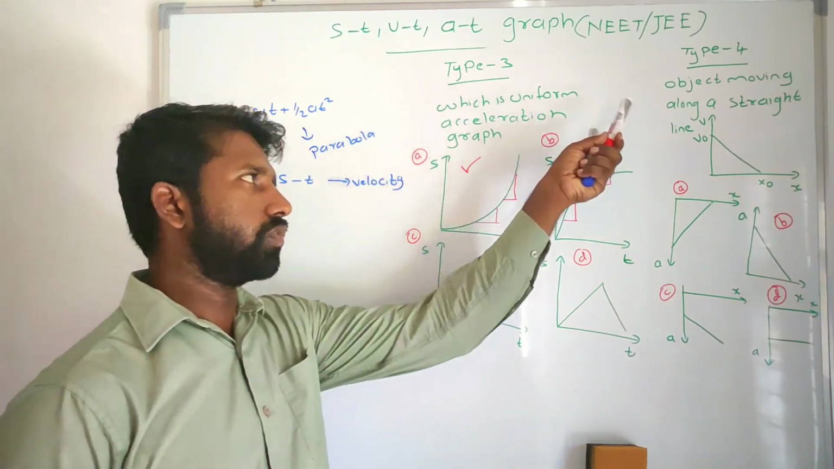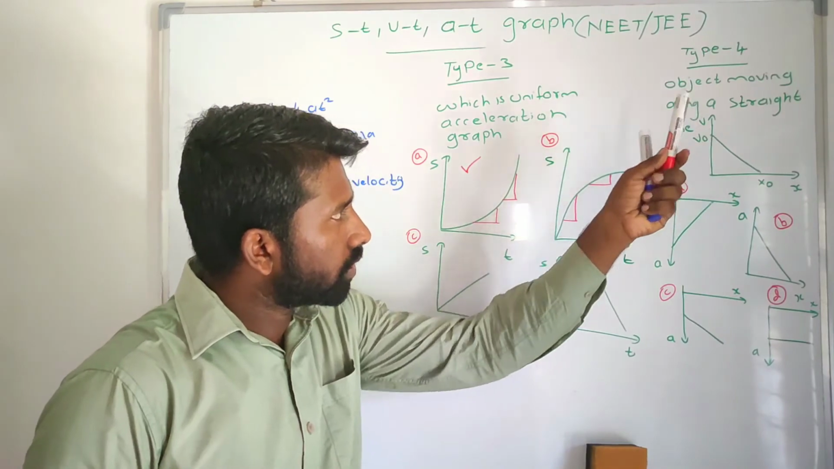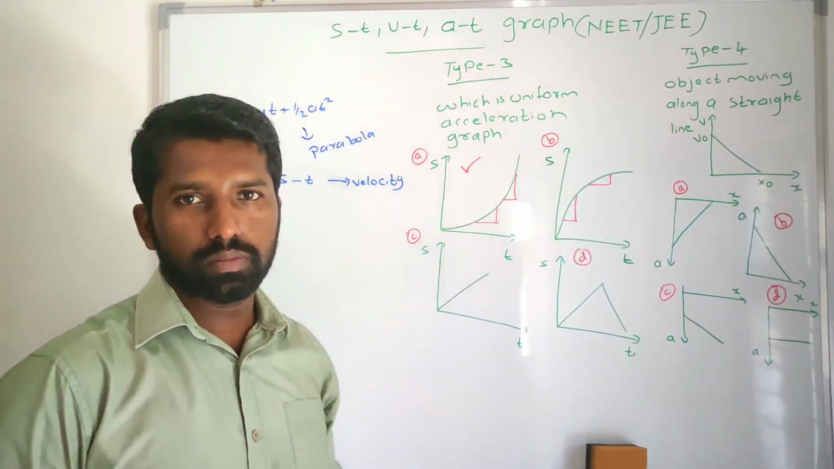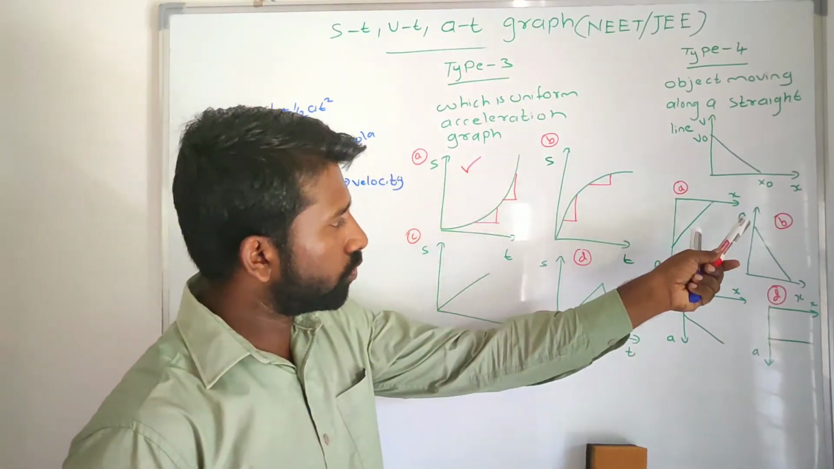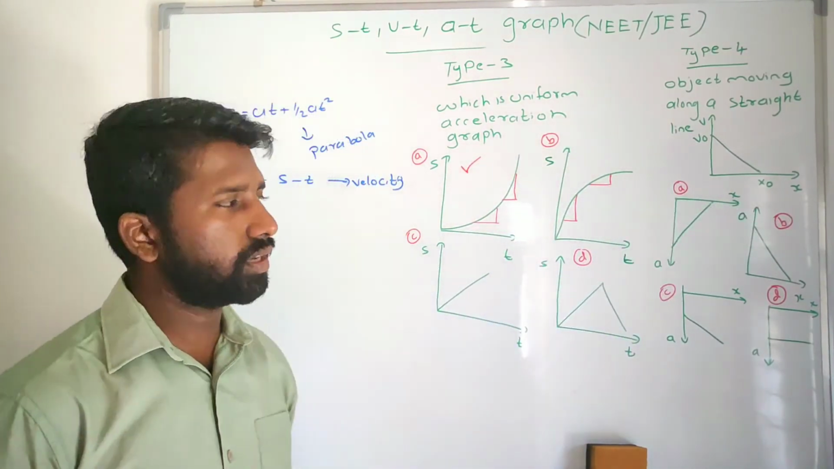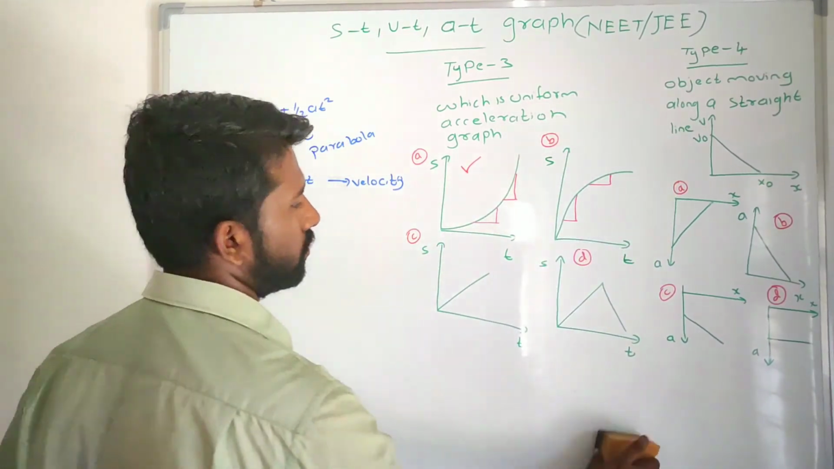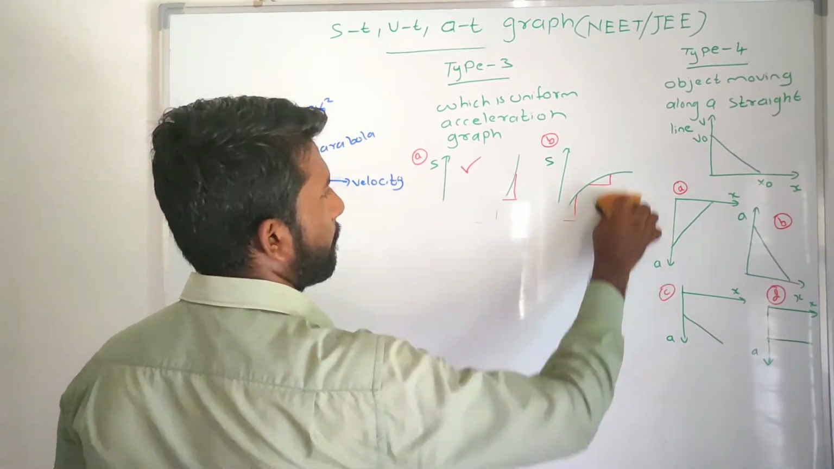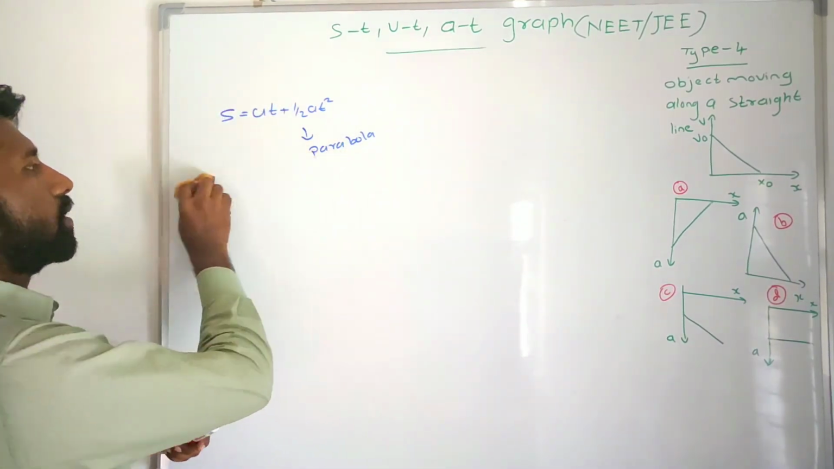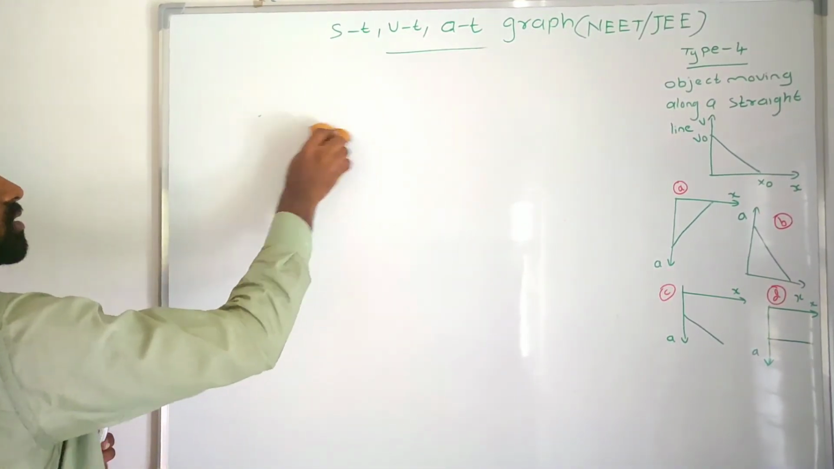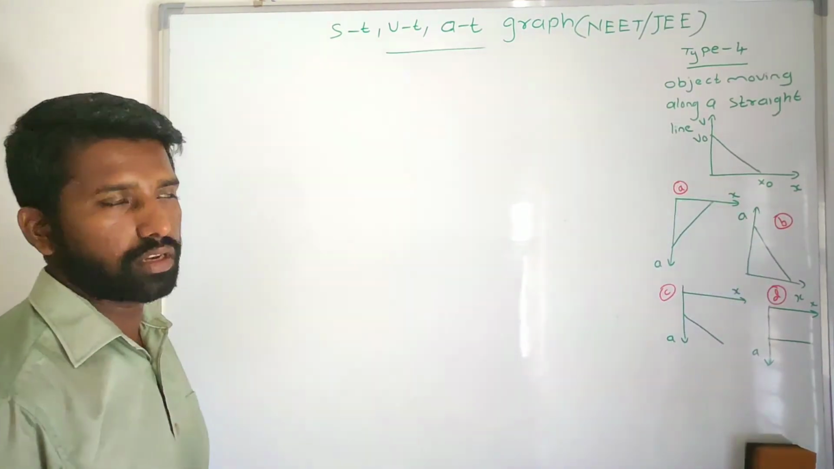Now we will see type 4. An object is moving along a straight line. They have given a velocity displacement graph. Velocity versus displacement graph is given. We have to choose the acceleration displacement graph for this motion. First we will see the given velocity displacement graph. It is a straight line, but having negative slope.